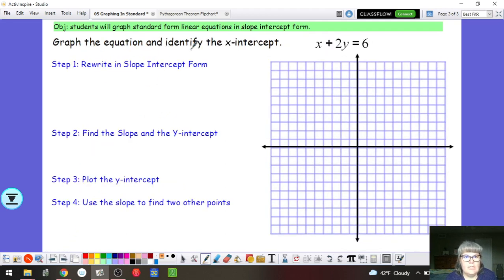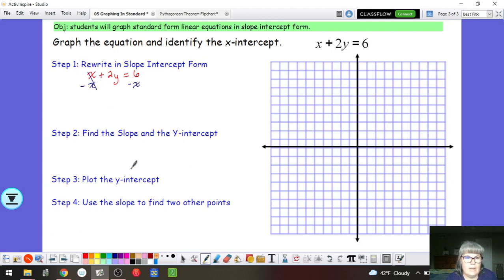Graph the equation and identify the x-intercept. This equation, x plus 2y equals 6, is not written in slope-intercept form. It is not written in y equals mx plus b form. So we need to rewrite it. So I have x plus 2y equals 6. Well, I want my x to be on the same side as my constant. So I'm going to subtract x from each side.